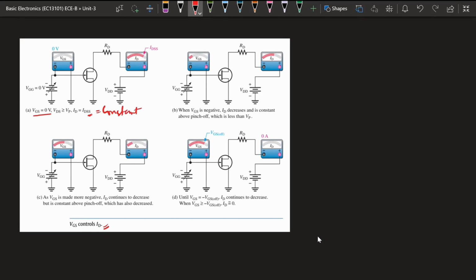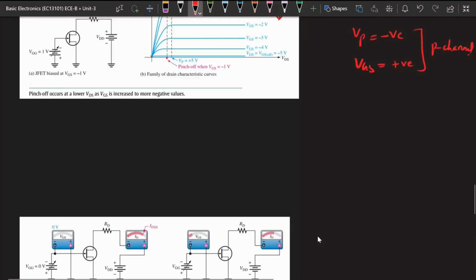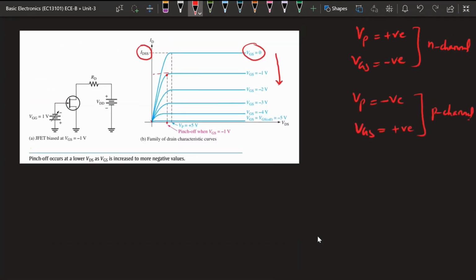The next point is, when VGS is negative, we are going to reduce the VGS. Initially it is 0, now we are going to reduce it. So when VGS is negative, at that time ID decreases, the current will be decreasing and is constant above pinch off. So above pinch off, it will be constant, we have seen, and this pinch off will be less than VP. So this second pinch off is less than VP and the current has reduced. Initially it was IDSS, the current has reduced now, so it is less than IDSS.